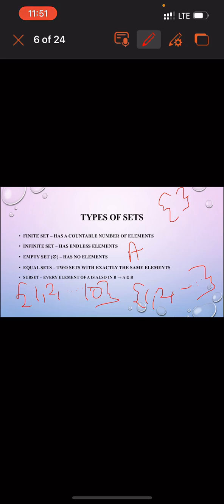A contained in B but not equal to B means that set is called proper subset. A is contained in B and equal to B, then that set is called improper subset. So these are all the types of sets.